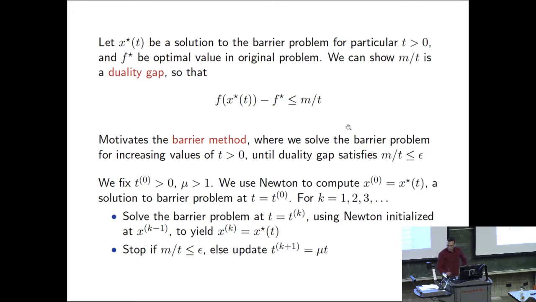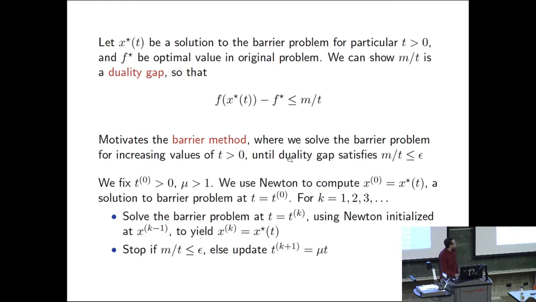So this motivates solving this for larger and larger values of t, because we can see from this equation that in the limit we're going to get something that's optimal for our original problem. So it's making rigorous the intuition that this is approximating the indicator. As we take t larger and larger, that approximation has error that's vanishing. So the solutions here will approach solutions there.